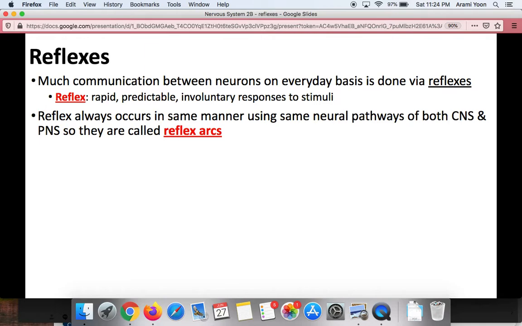So a reflex is basically a rapid, predictable, involuntary response to stimuli, and a lot of the communication that happens in your body is going to be done through reflexes. So a lot of the things that you do are reflexive. You do them without thinking or without making the decision to do them. And reflexes always occur in the same manner, using the same neural pathways for both the central nervous system and the peripheral nervous system. So they're called reflex arcs.